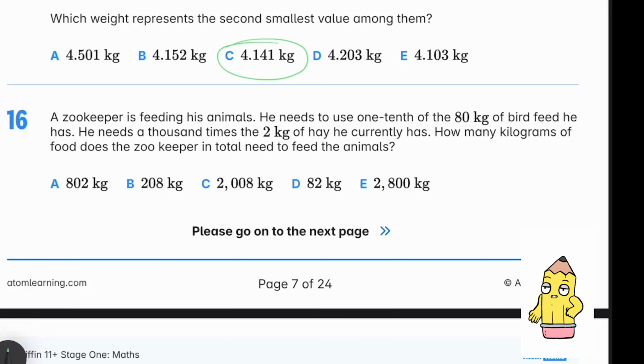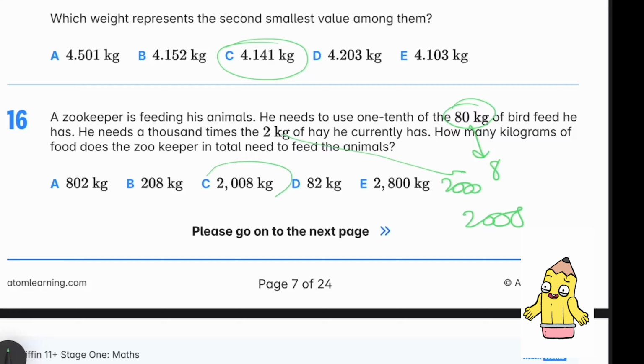Question 16. A zookeeper is feeding his animals. He needs to use 1/10 of the 80 kg of bird feed he has. He needs 1,000 times the 2 kg of hay he currently has. How many kilograms of food does the zookeeper in total need to feed the animals? So we need to find 1/10 of 80 kg, which again is 8. Then we need to find 1,000 times the 2 kg that we have. So that's 2,000. And if we add that together, that's 2,008. And C is our answer. So the zookeeper needs 2,008 kg of food.